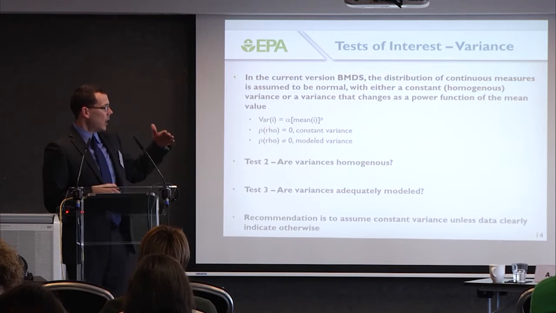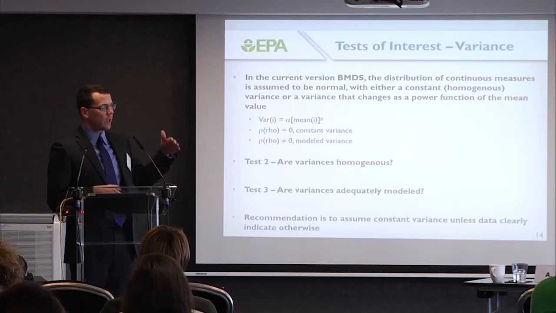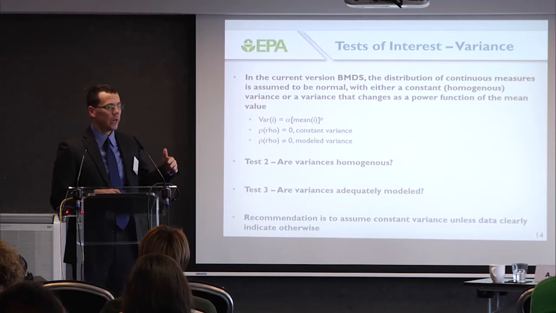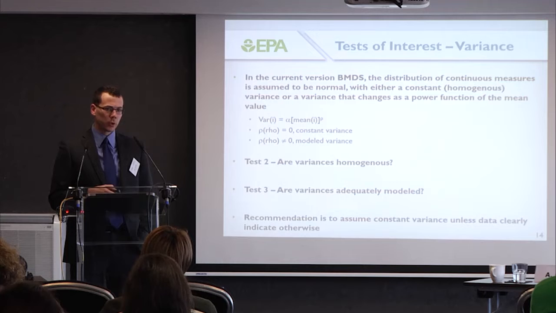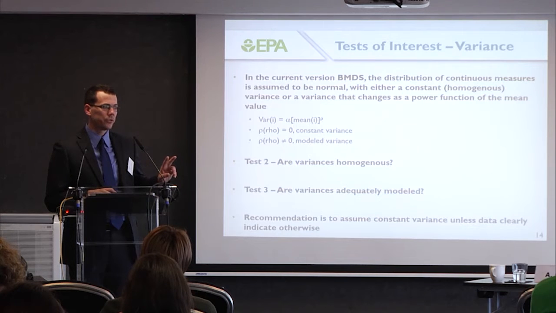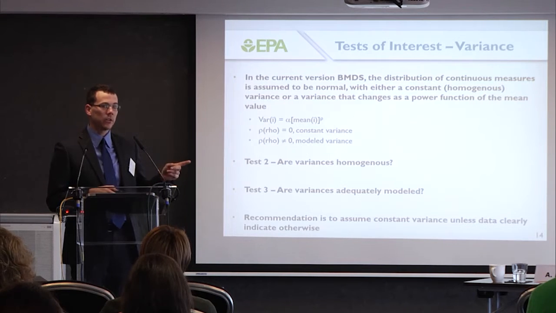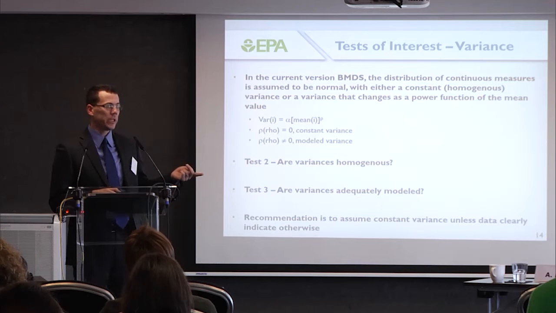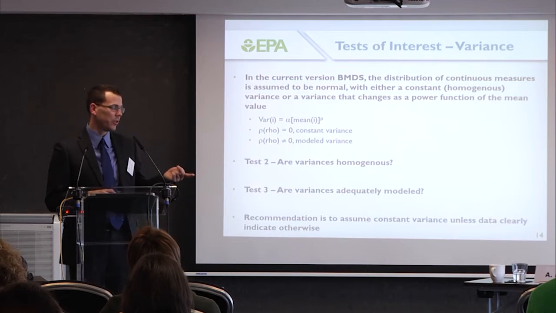EPA, in assuming that the continuous data is normally distributed, allows users to either assume that the variance is constant or increases or decreases as a power function of the mean.